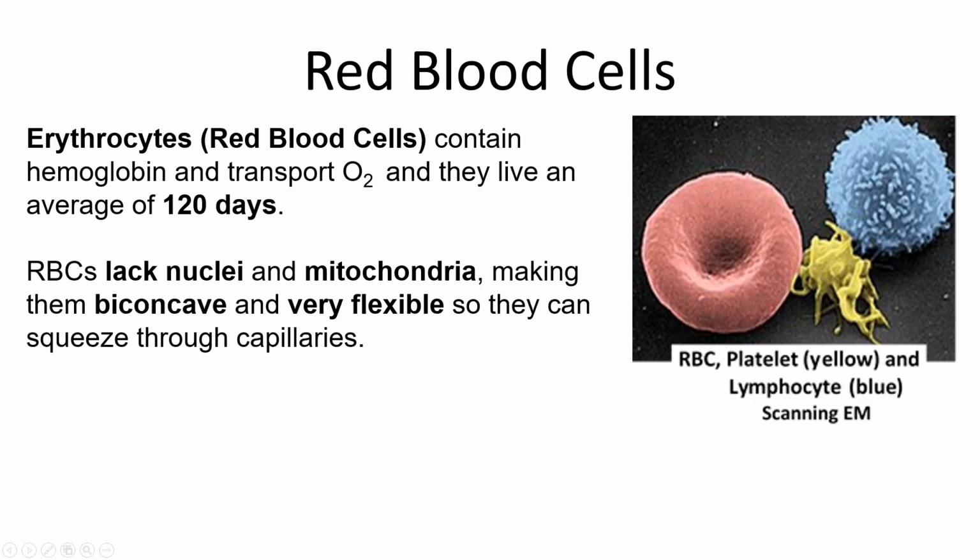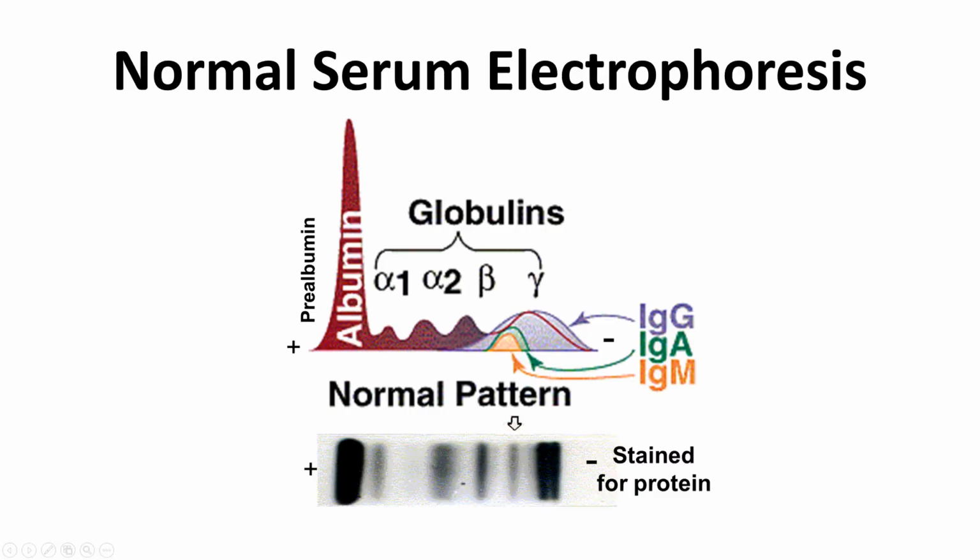The red blood cells lack nuclei and mitochondria, making them biconcave and very flexible so they can squeeze through capillaries. That's a very important function. That's one of the reasons they don't have a nucleus. Reticulocytes are the precursors of red blood cells.